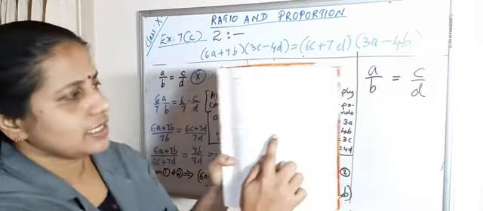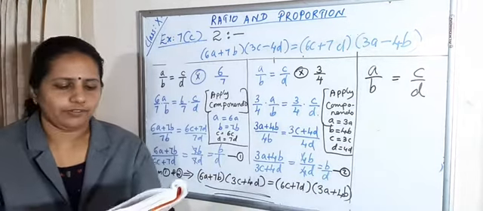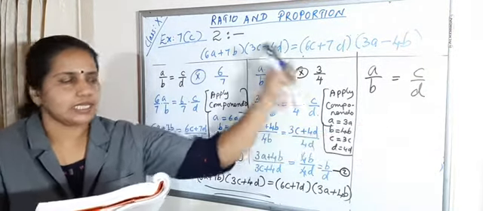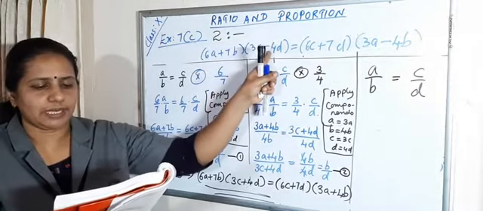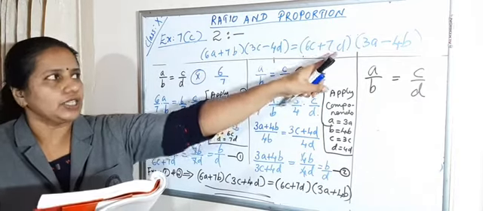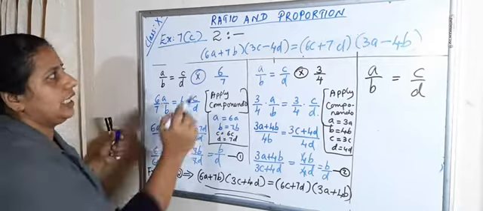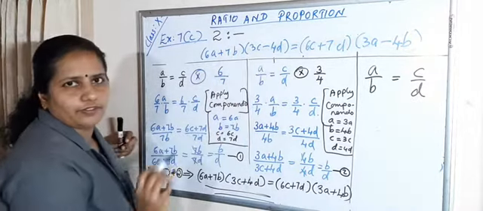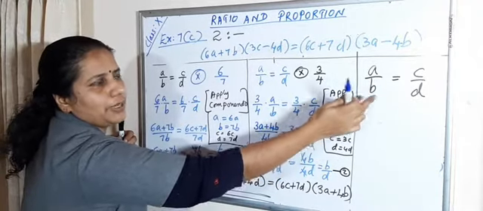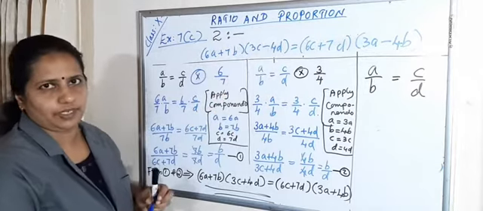Next, exercise 7C, second question. Okay, if A is to B equal to C is to D, prove that (6A + 7B)(3C - 4D) equal to (6C + 7D)(3A - 4B). Okay, look at here. All terms are different and the only given condition is A by B equal to C by D, and we have to prove this one equal to this one.